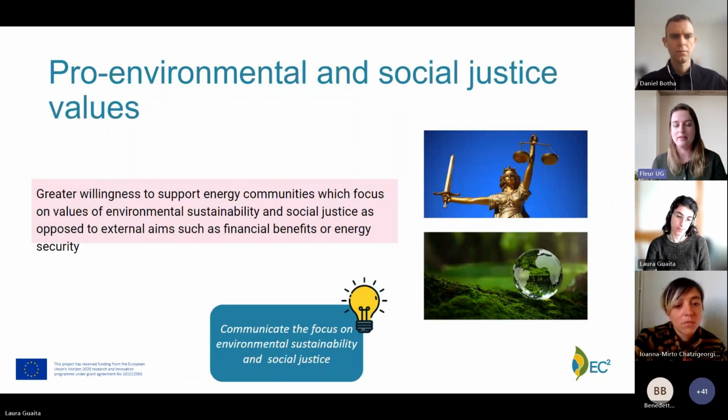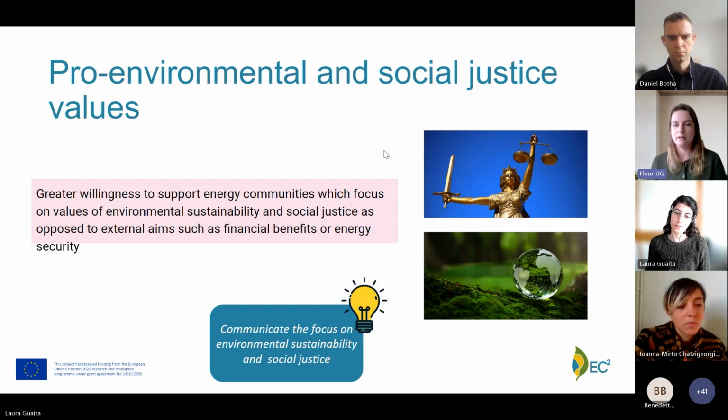And related to this, the motives that energy communities had also played an important role. We found greater willingness to support energy communities which focus on environmental sustainability and social justice, and that relates to the fact that social interaction also was important for people, as opposed to more external aims such as financial benefits or energy security.